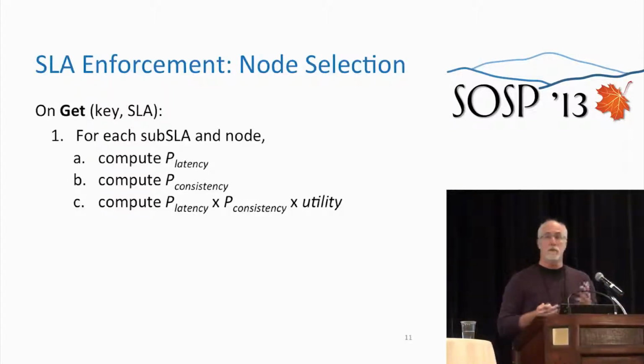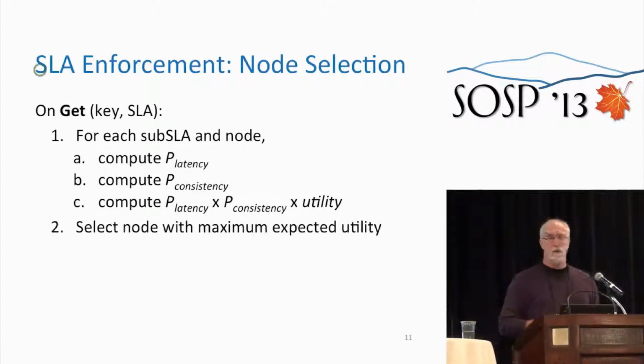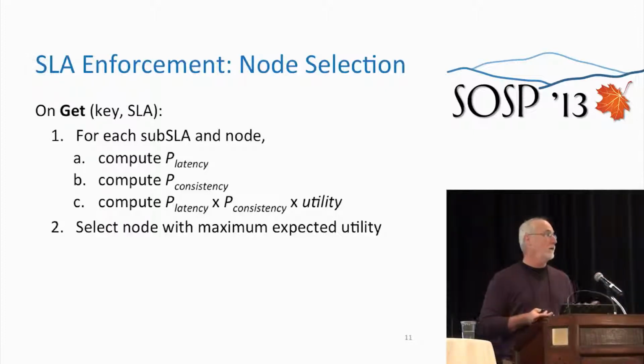Given these two probability computations, the client can compute the expected utility of performing this get at that particular node. He simply takes the probability of meeting the latency bound, multiplies it by the probability of meeting the consistency bound, multiplies it by the utility of that sub-SLA. That gives him an expected utility. Given the expected utility for all of the nodes, he can then choose the node with the highest expected utility.